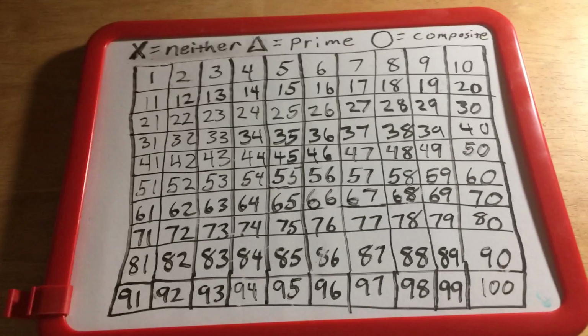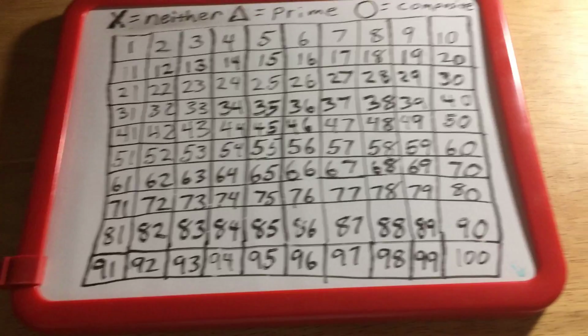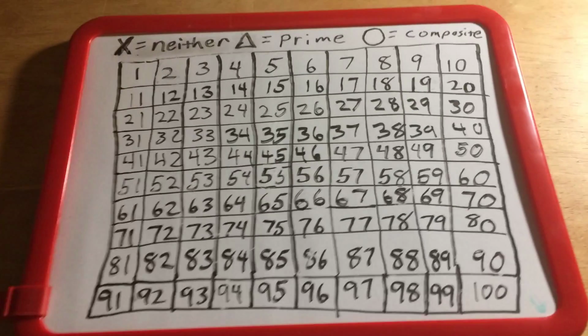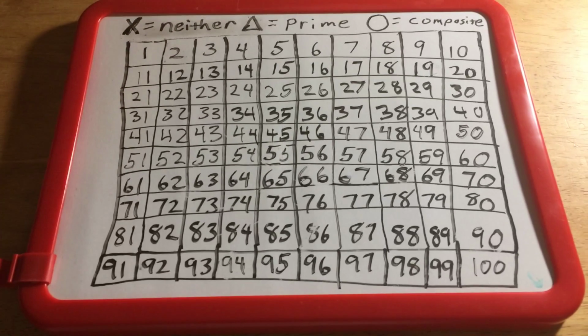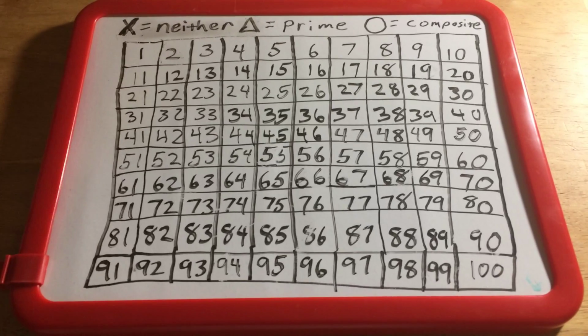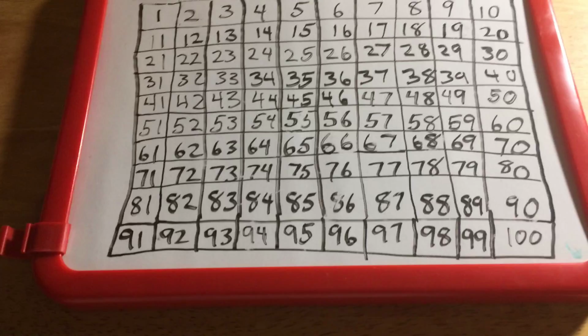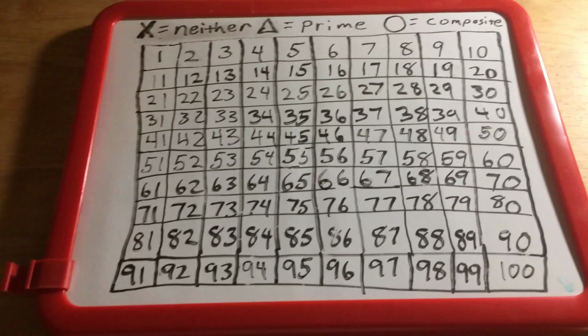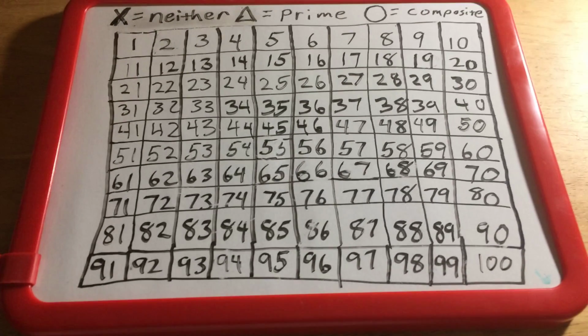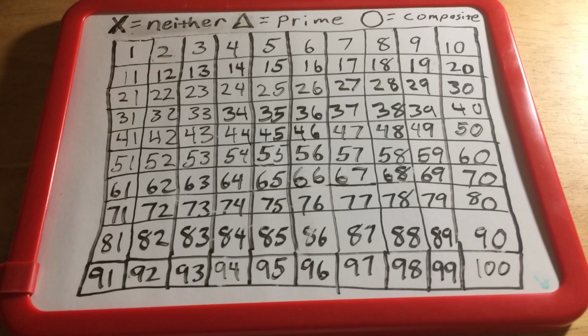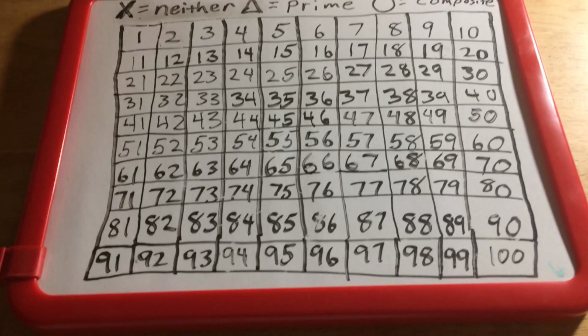Okay, this particular YouTube video is for anybody that's having the requirement of figuring out what the prime and composite numbers are for the first 100 numbers. This is usually around 4th or 5th grade that it's required. And it might show up on an achievement test for your particular state.